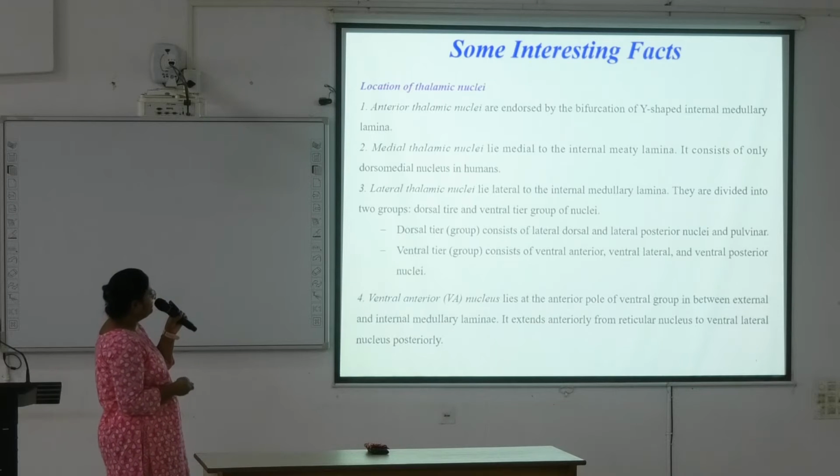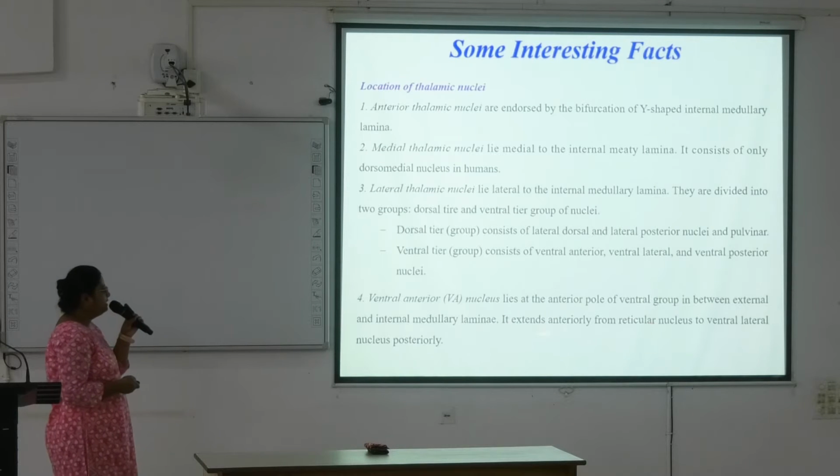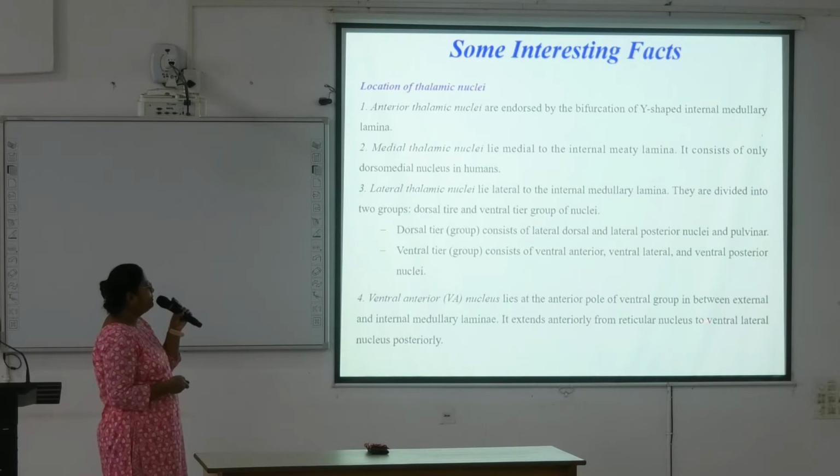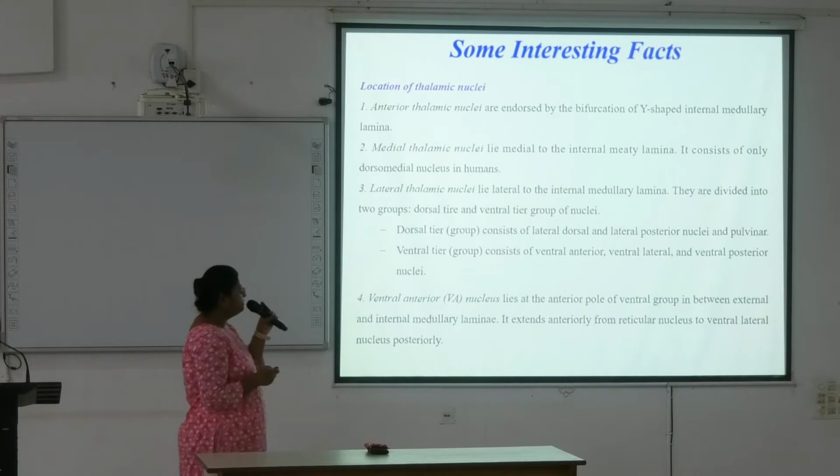Next is ventral anterior, lies in the anterior pole of ventral group in between the external and internal medullary lamina, and it extends anteriorly from the reticular nucleus to the ventral lateral nucleus posteriorly. So these are the location of different nuclei.